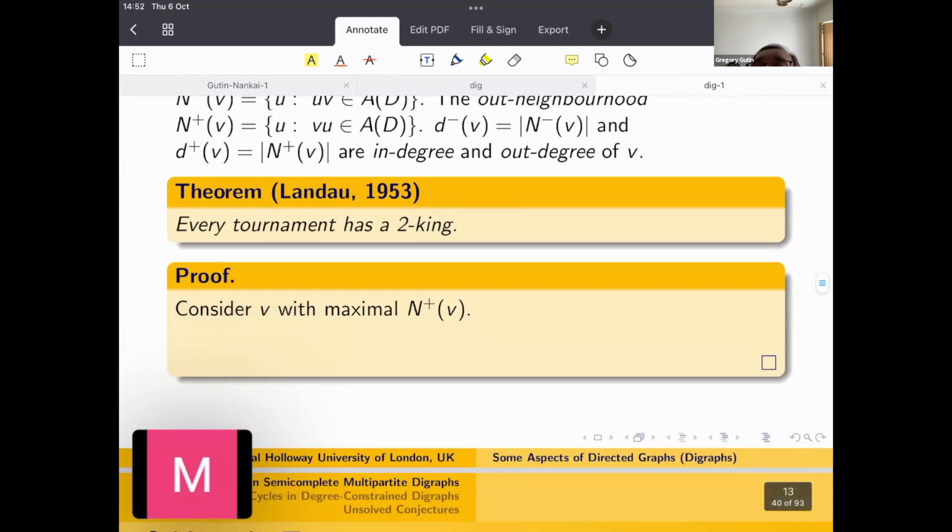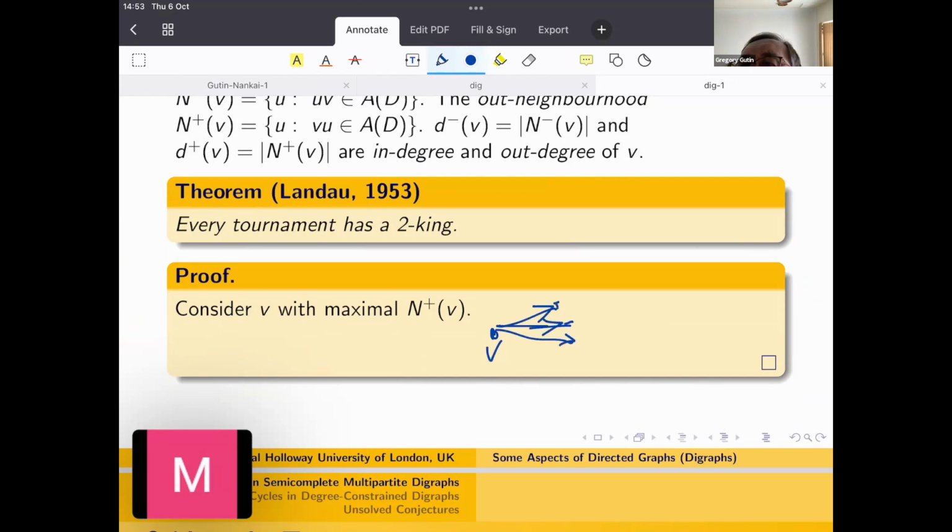You consider a vertex v of maximal out-neighborhood, which means its out-neighborhood is not contained in the out-neighborhood of any other vertex. And this is a 2-king. Why? Well, it's easy to persuade yourself. So you take v, put its out-neighbors, all its out-neighbors. And then suppose you have another vertex left, u.